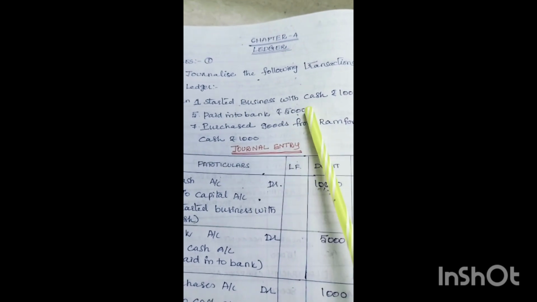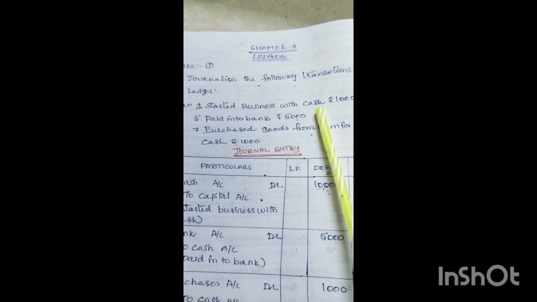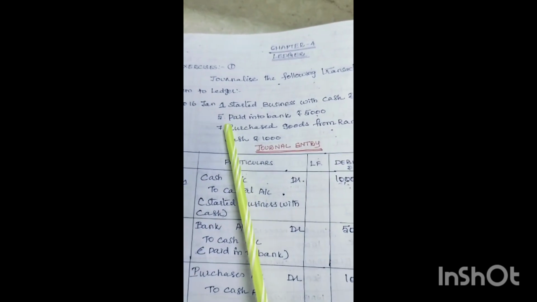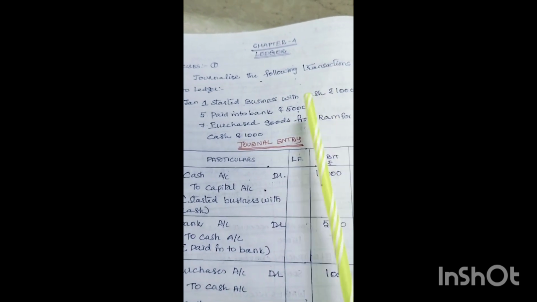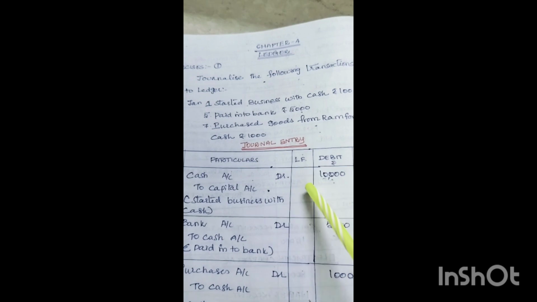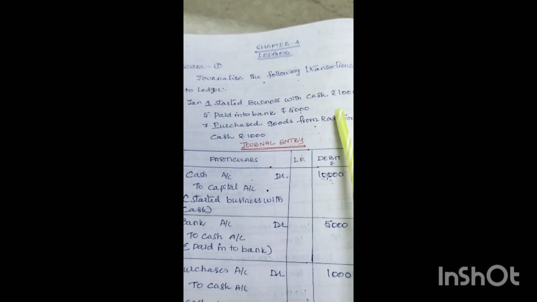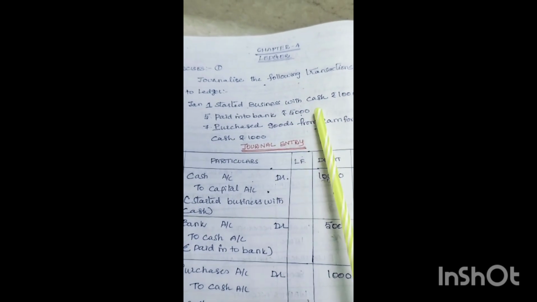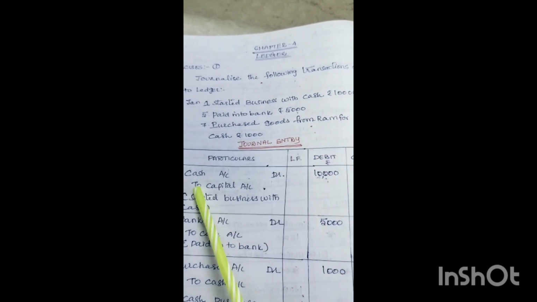How many accounts are affected here? There are two accounts affected here. What are they? Cash account and capital account. Listen carefully. January 1 started business with cash. That means cash comes into your business, so cash account is debited. Started business with cash means invested cash. Investment means capital, so capital account increases. If capital account increases, we credit the capital account.